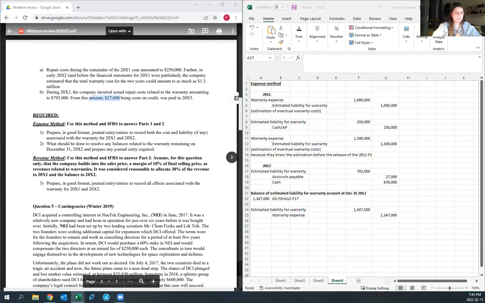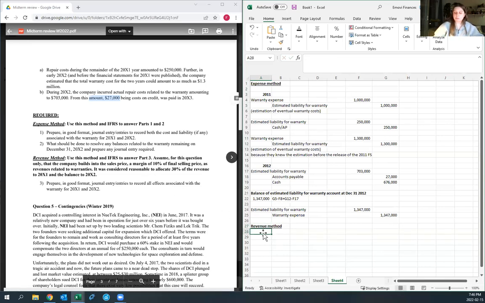So here, under the revenue method, instead of recognizing an expense and an estimated liability, and then you reverse your liability, you instead record a warranty revenue or an unearned warranty revenue. Your warranty revenue is recorded when you incur your actual cost of warranties. So we'll see that for this problem.